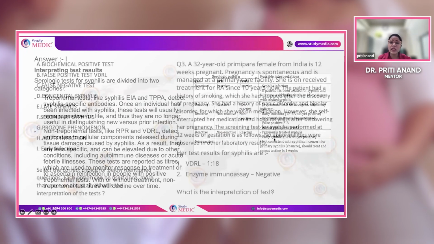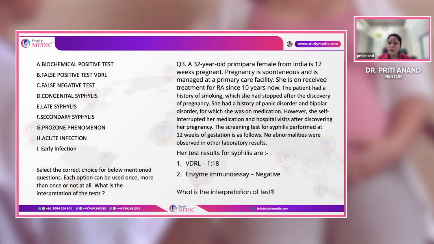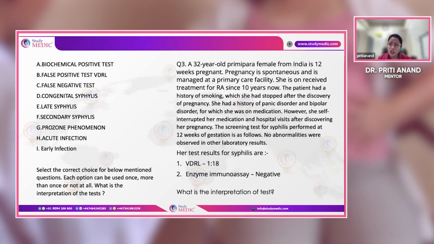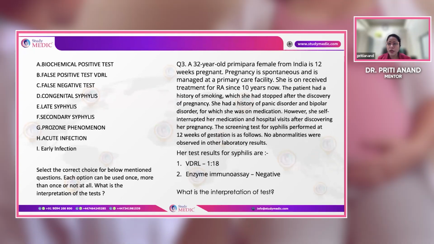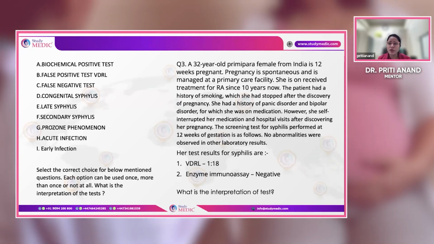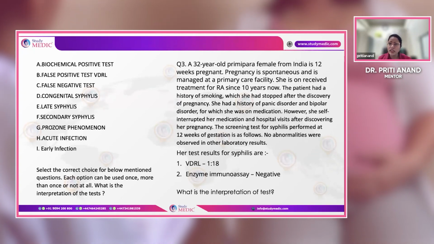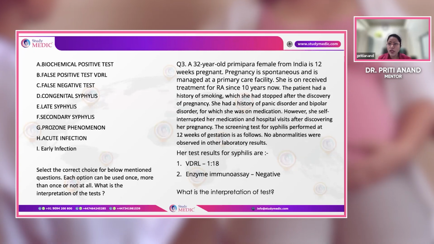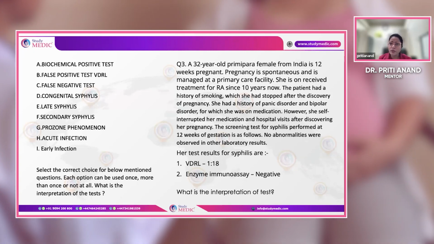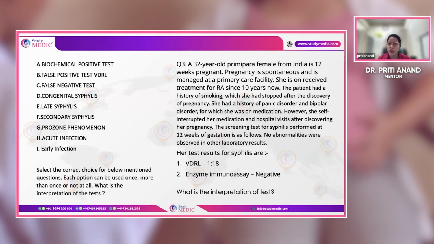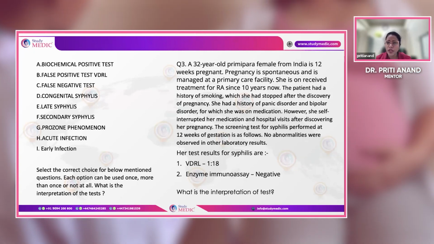Moving on to the next step. Primipara, 12 weeks pregnant, with a spontaneous pregnancy managed at a primary care facility. She has received treatment for rheumatoid arthritis for 10 years now. She had a history of smoking, stopped after discovering she is pregnant. She has panic disorder and bipolar disorder. The medication she stopped on her own when she came to know she is pregnant.